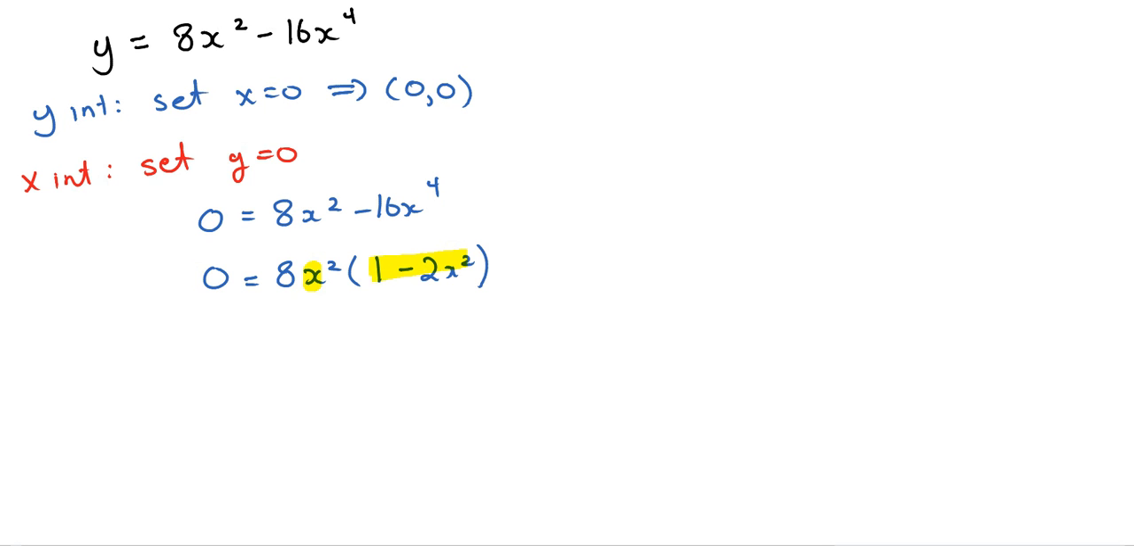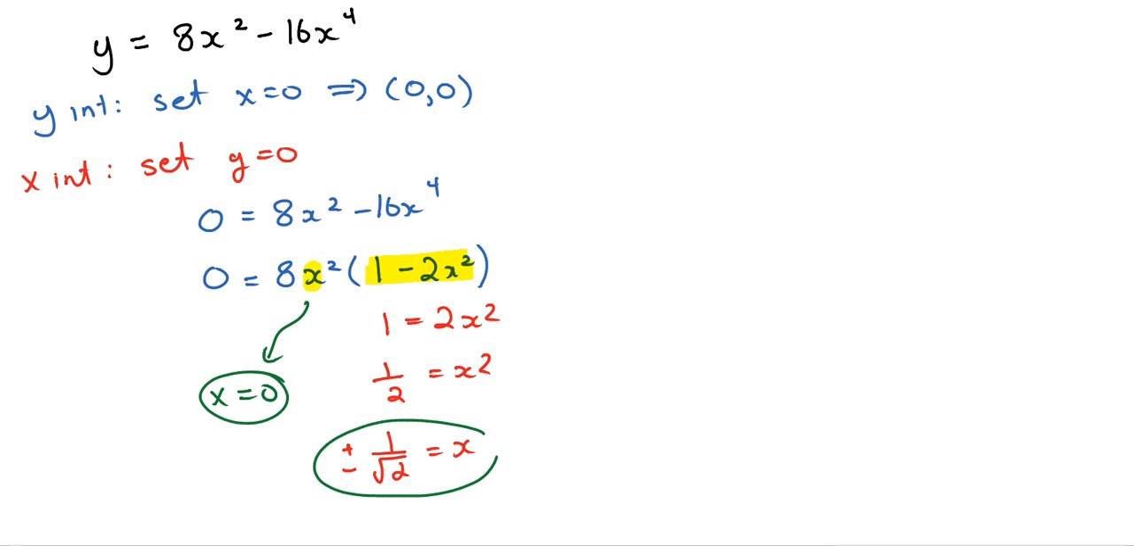And if I set this expression equal to 0, that's going to be a little bit of work there. That's going to be 1 equals 2x squared, 1/2 equals x squared, and that means x equals plus or minus 1 over root 2. So you do have 3 x-intercepts there and 1 y-intercept. A little bit of work there to find your x-intercepts. I'm going to go ahead and erase this now.